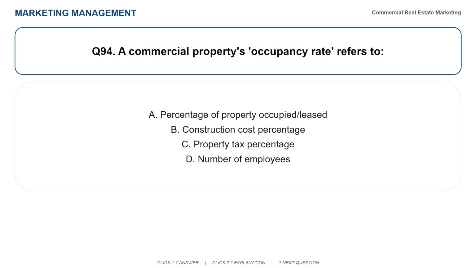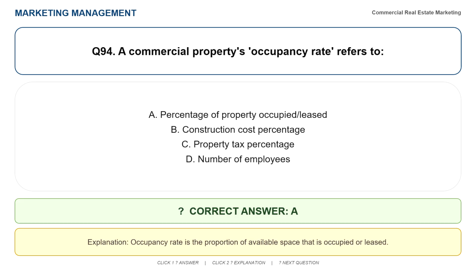Question 94. A commercial property's occupancy rate refers to: Option A, percentage of property occupied/leased. Option B, construction cost percentage. Option C, property tax percentage. Option D, number of employees. The correct answer is A. Explanation. Occupancy rate is the proportion of available space that is occupied or leased.